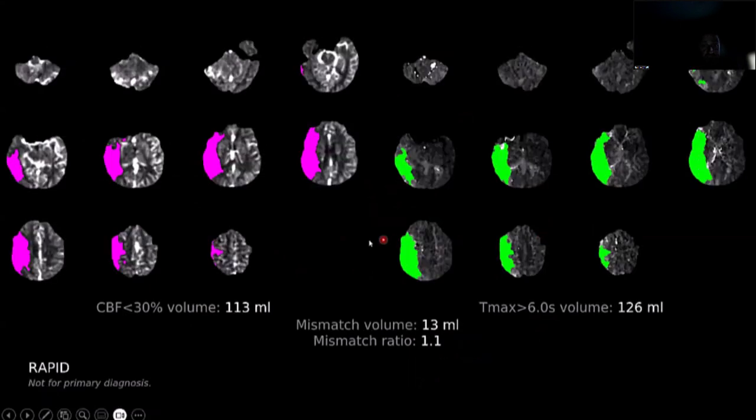As opposed to this patient, where we have a large infarct core of 113 mLs and a Tmax of 126. So mismatch volume of 13, which is less than 15.